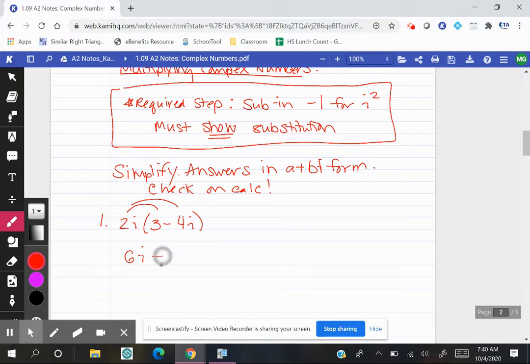And then 2i times negative 4i would give me negative 8i squared. So again, just like variables, x times x would give you x squared, i times i is i squared. But you're never allowed to leave i to any power other than 1. So i squared, we know, is equal to negative 1. So you're just going to show your substitution of putting in a negative 1 here. So now I have negative 8 times negative 1, which is really positive 8.